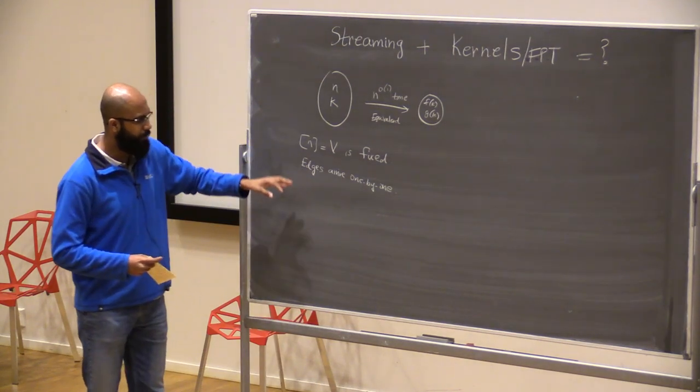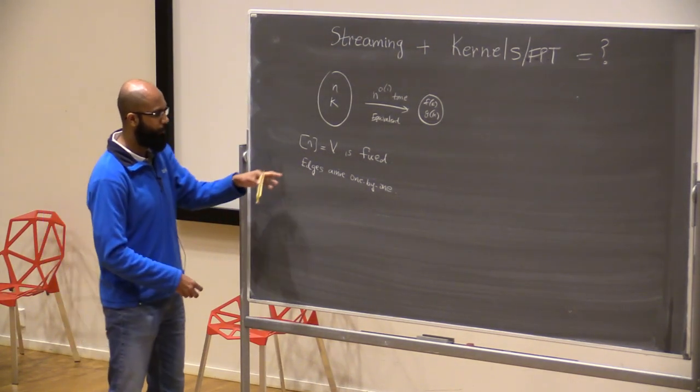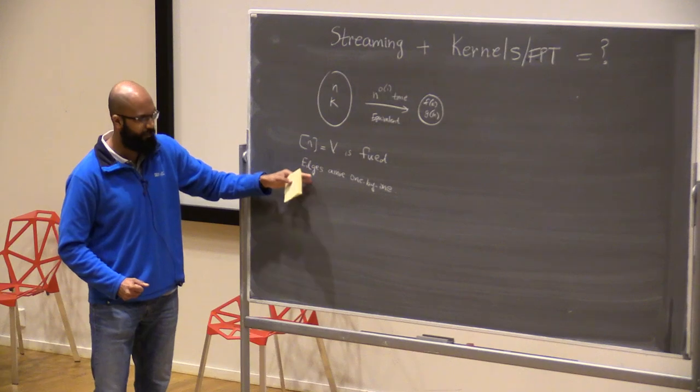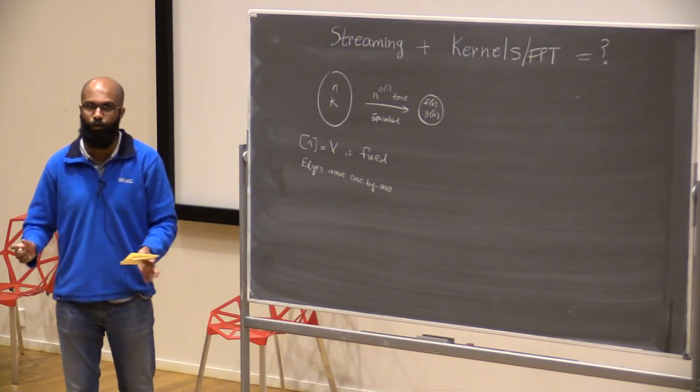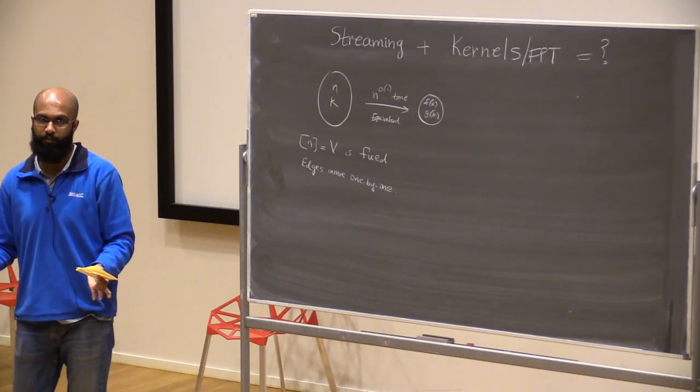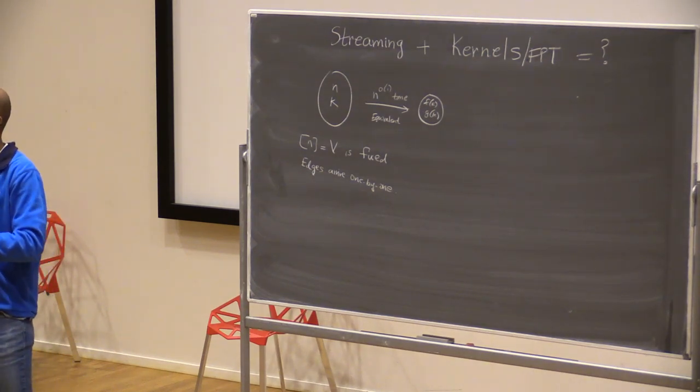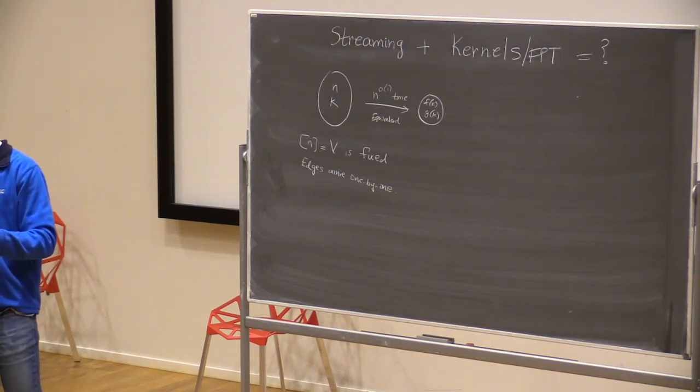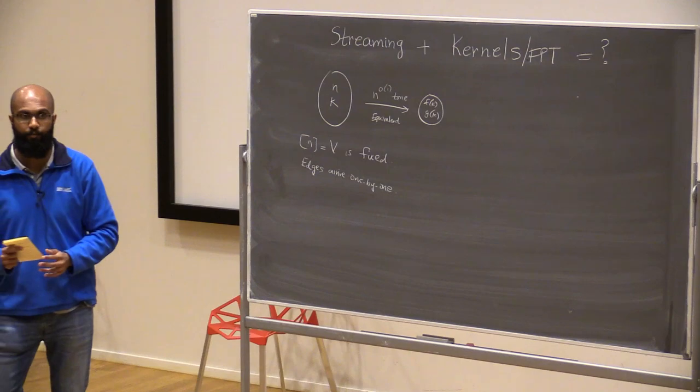So in this setting, forget about kernels, but you have to essentially pay for all the edges that you store. Okay? And we don't want to store all the n square edges of the graph. Okay? So just think of your favorite graph algorithm. Does it work if you don't have access to the whole graph?